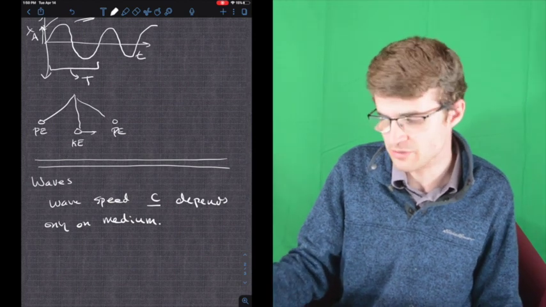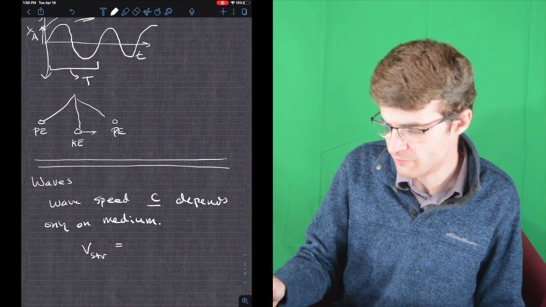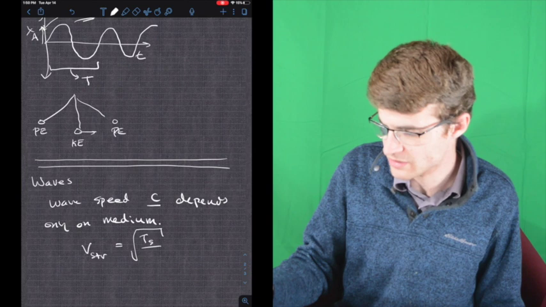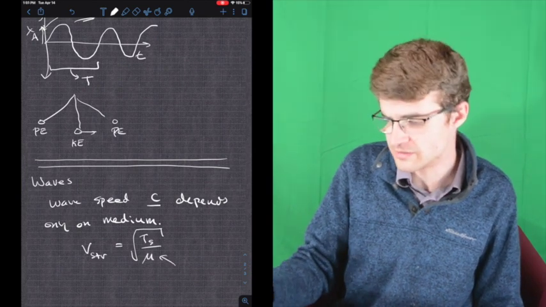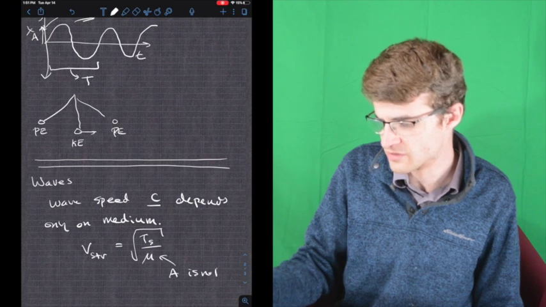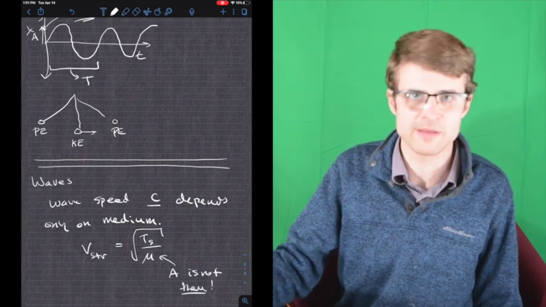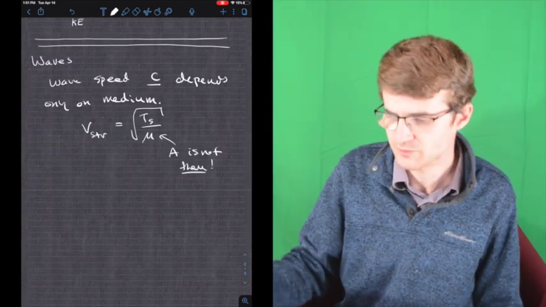So the example that we use is waves on a string. We know that the velocity of waves on a string is equal to the square root of the tension on the string divided by the linear mass density. There's nothing in here that says anything about amplitude. A is not there. So what that means is small disturbances travel just as fast as big disturbances.